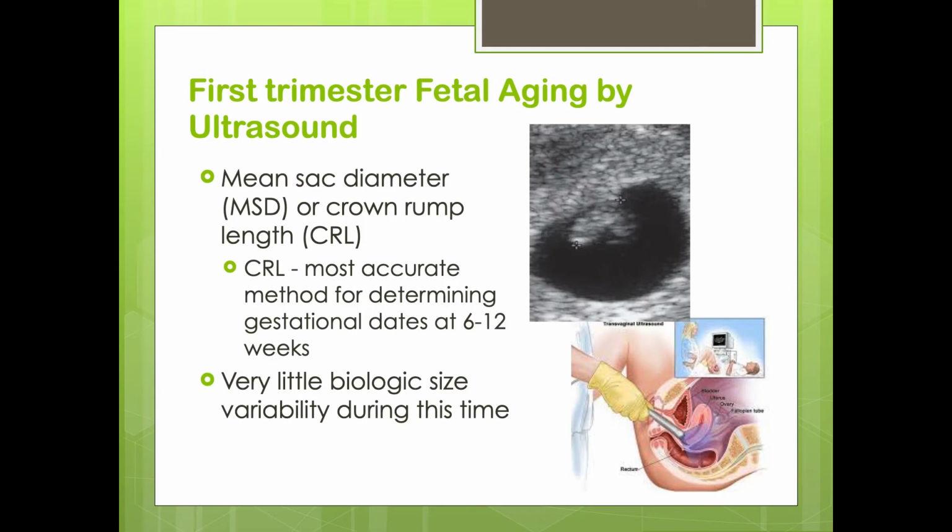So the structure seen in a first trimester scan is usually your gestational sac, that's the black thing there, and your embryo. The gestational sac is measured, and you come up with a mean sac diameter, and then for the embryo, the length is taken to get the crown rump length. The crown rump length is the most accurate method for determining gestational date, especially at 6 to 12 weeks age of gestation, because during this time there is very little biologic size variability.